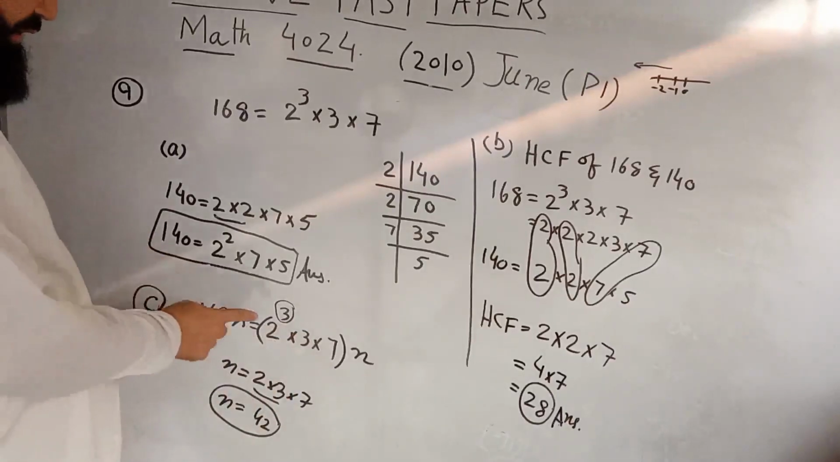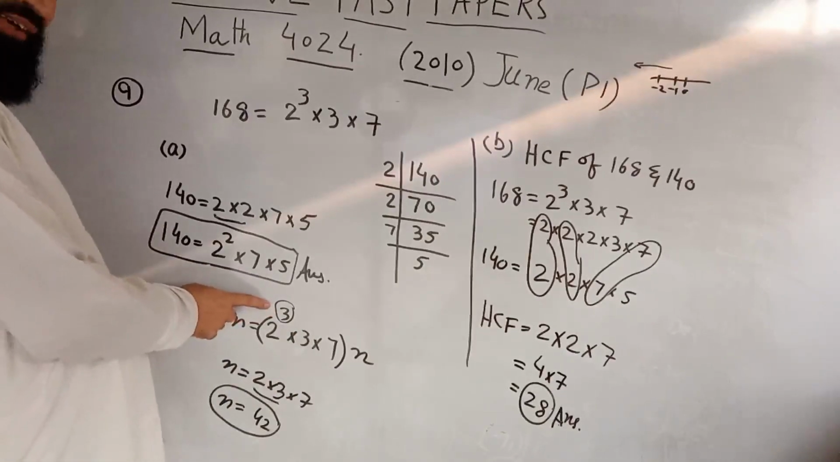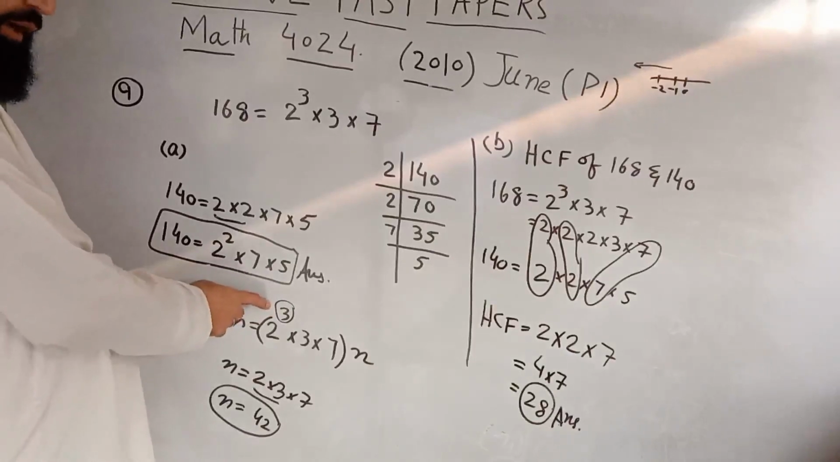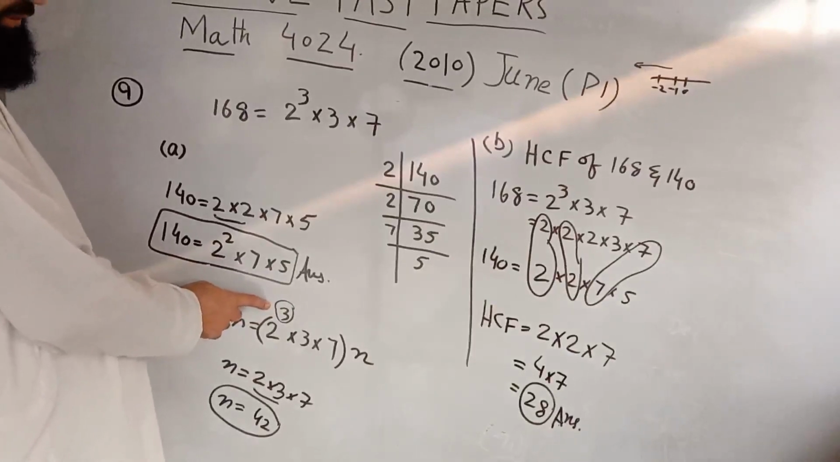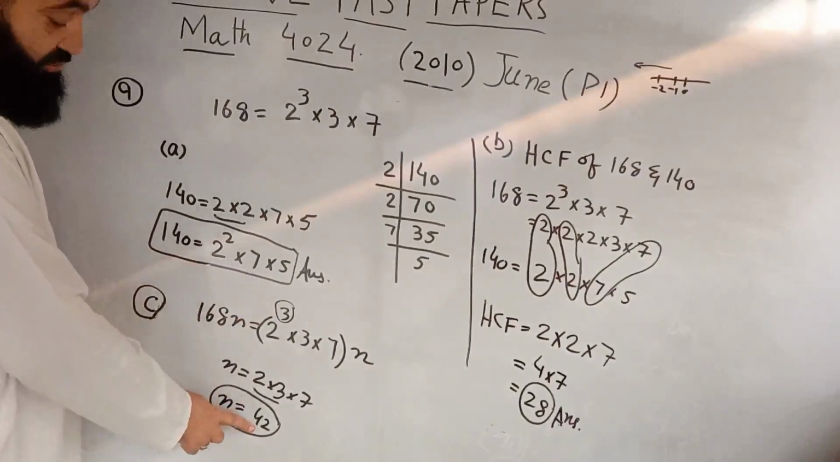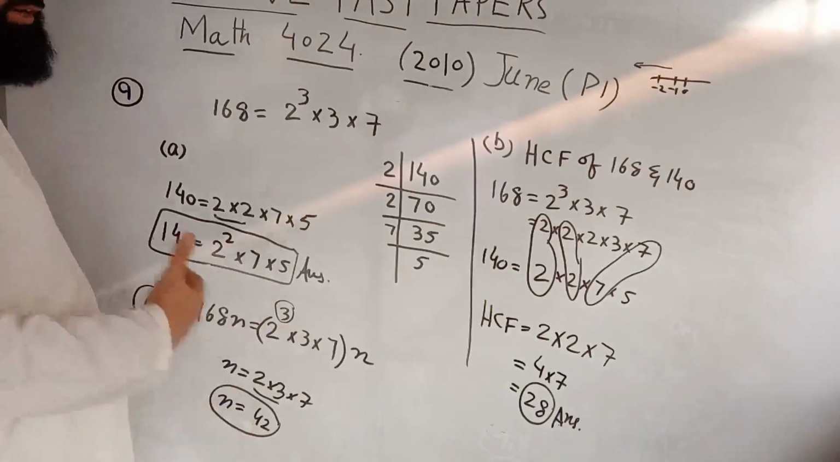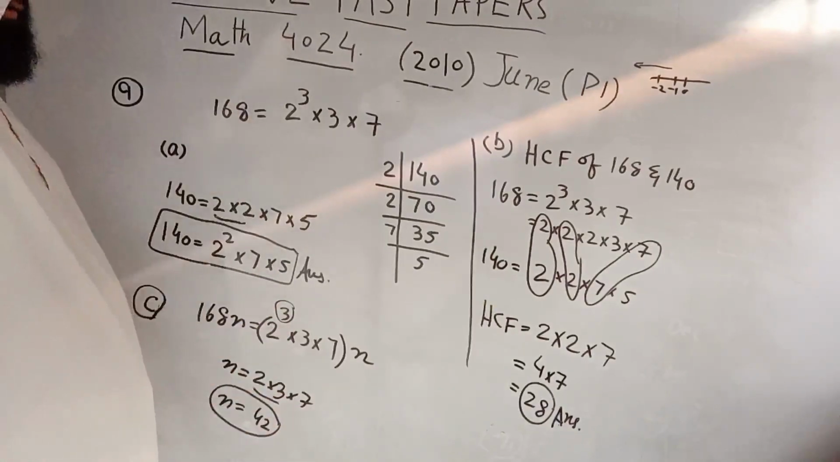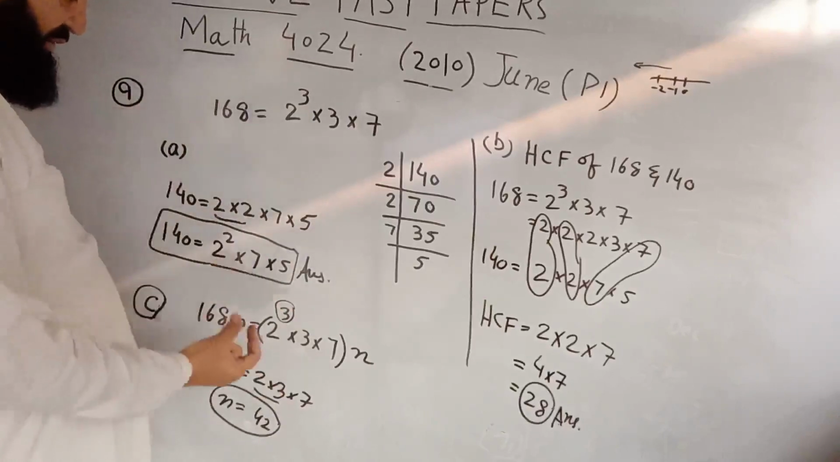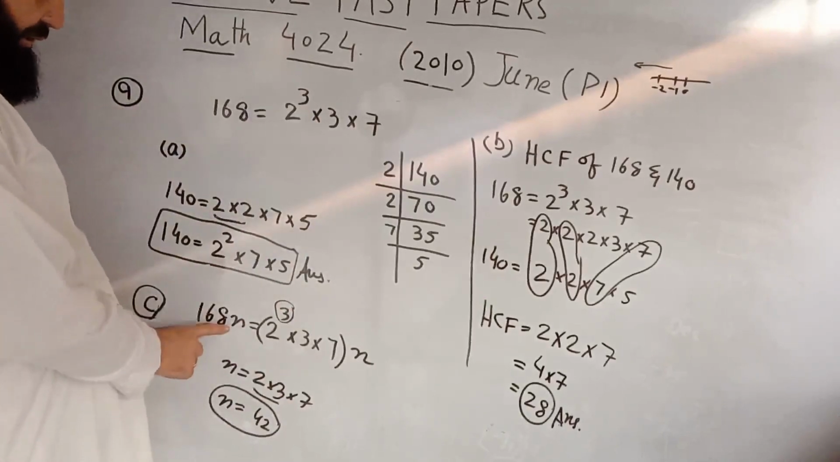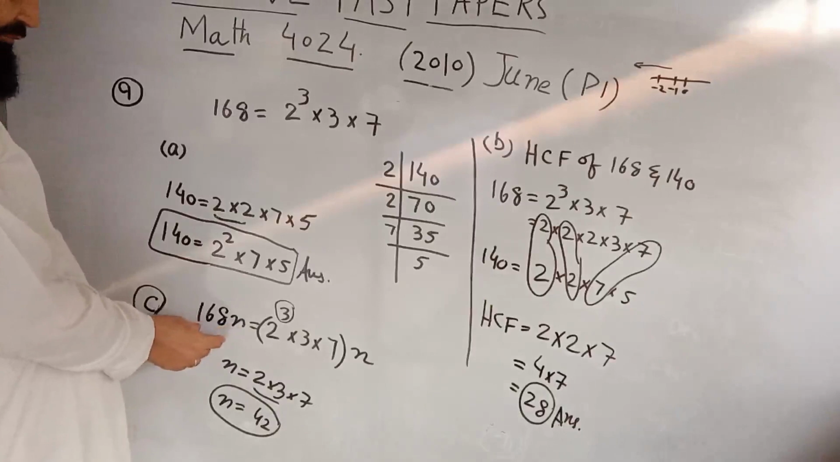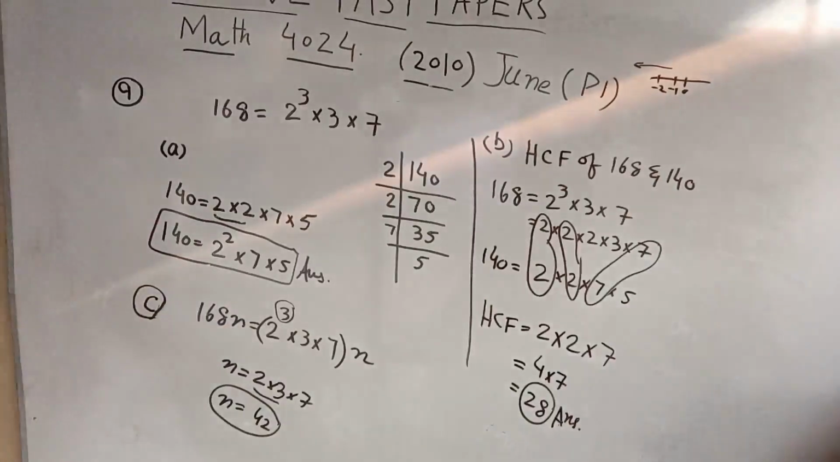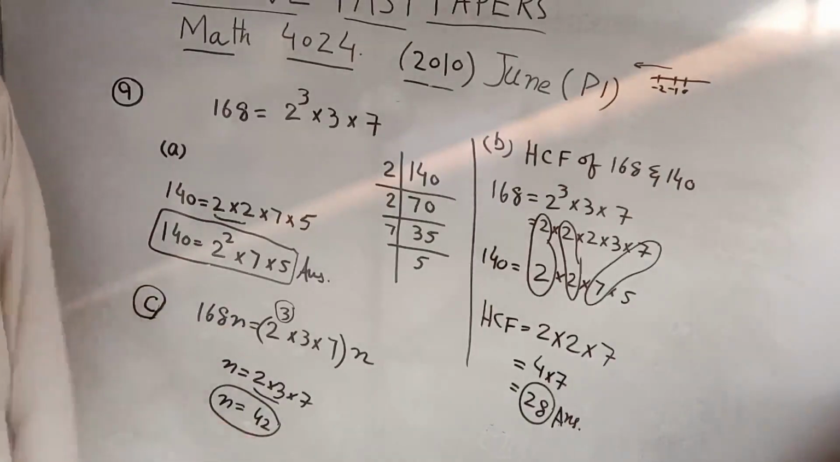Understand one thing. If we make it 2 power 6, again this will be a square number, but then the 42 will not be the smallest number. Then the number will not be 42 because it's bigger than 42. So the smallest number that we need in place of n to make 168n a square number is 42. That's it.